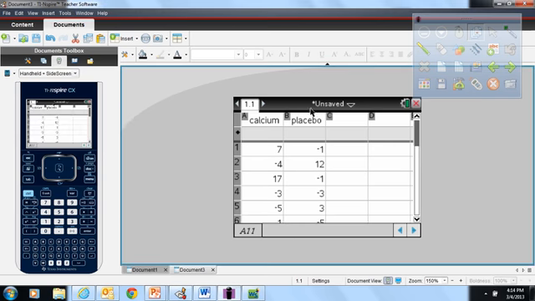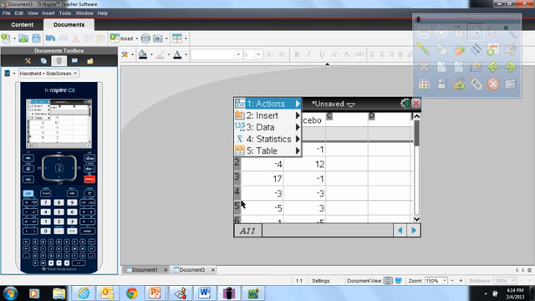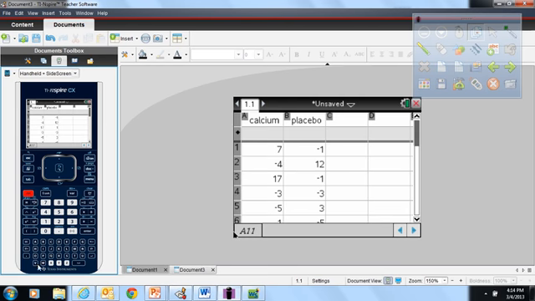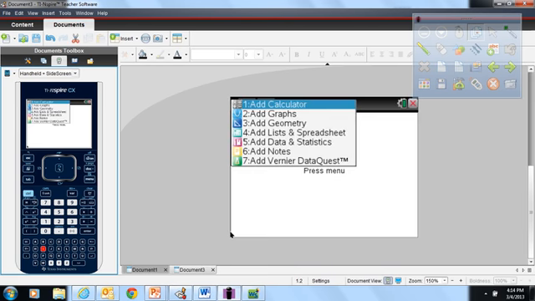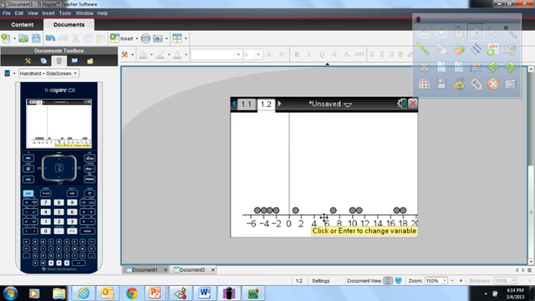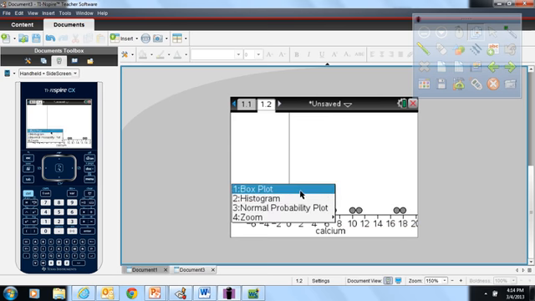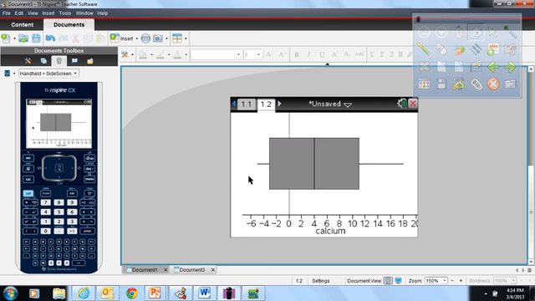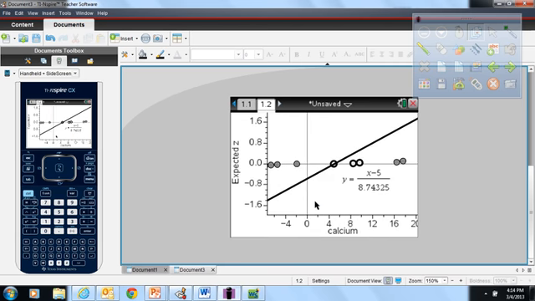All right, so remember we have this data from the calcium and the placebo, and so you would actually need to check your conditions. So if you looked at your own box plot, it's Control-I. You would insert a data and statistics page, and I want to see calcium first. Okay, and then I'm going to change it to a box plot. So I can say, okay, there's no real skewness or outliers. I can change it to a normal probability plot. It's a little bit of curvature.